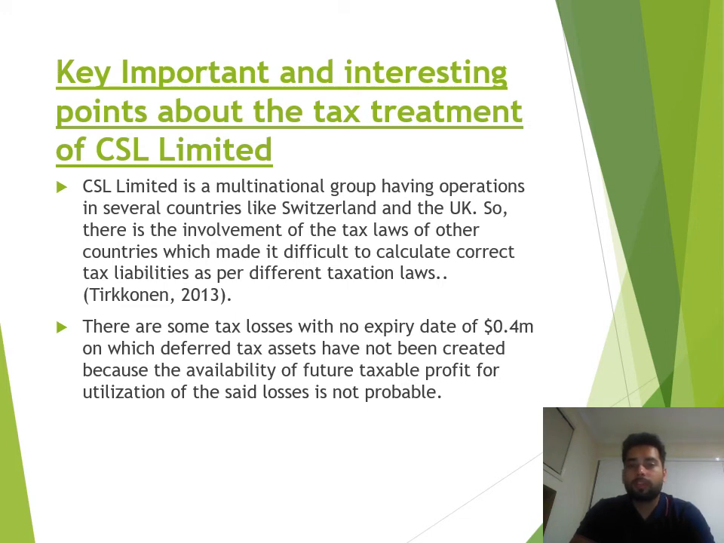For example, deferred tax assets on carried forward tax losses are principally recorded in CSL entities in Switzerland and the UK. So for the creation of deferred tax assets, we have to see that there should be probable future profit to set off those losses in future. There are some tax losses with no expiry date of $0.4 million on which deferred tax assets have not been created because the availability of future taxable profit for utilization of the said losses is not probable.